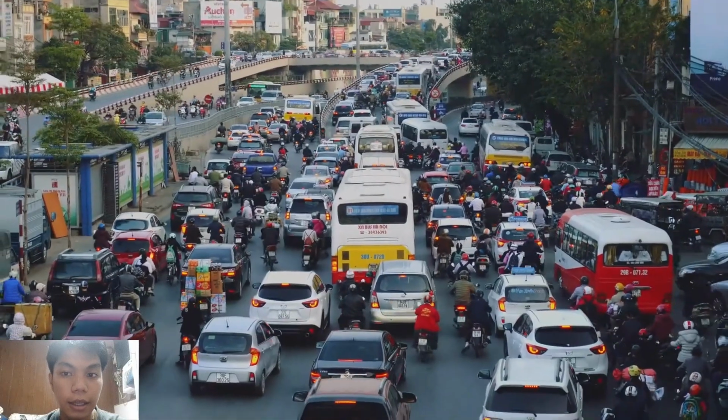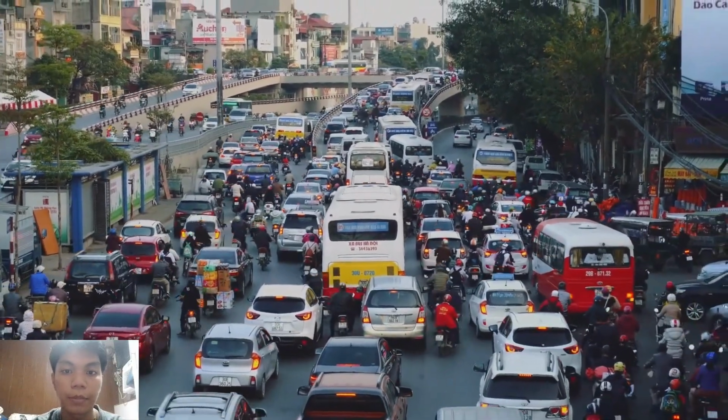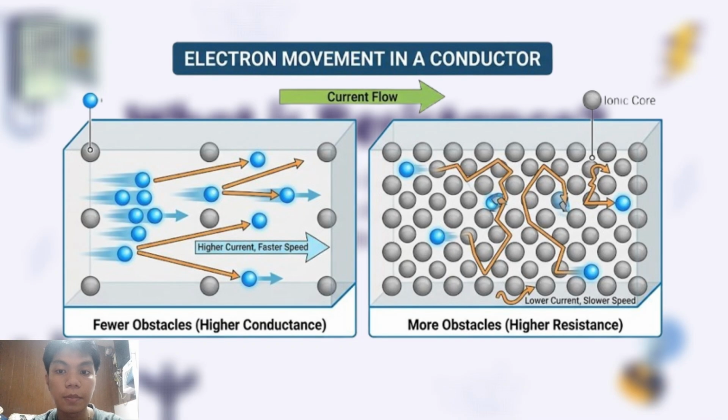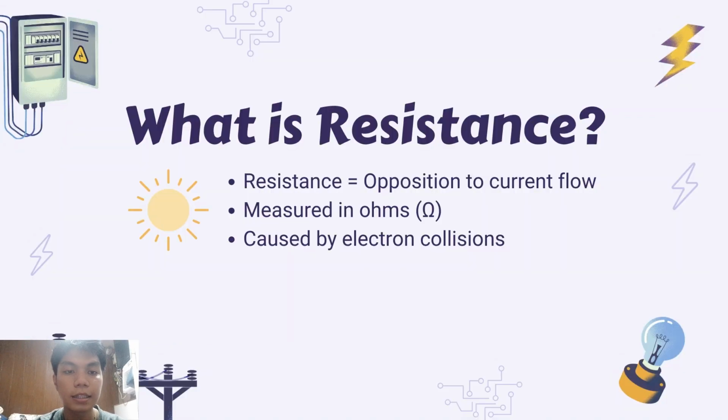In simple terms, it is like traffic. When the road is crowded, movement becomes slower. In the same way, electrons move slowly when there are more obstacles inside the material. This is why some materials like copper have low resistance and are good conductors, while others like rubber have very high resistance and act as insulators.